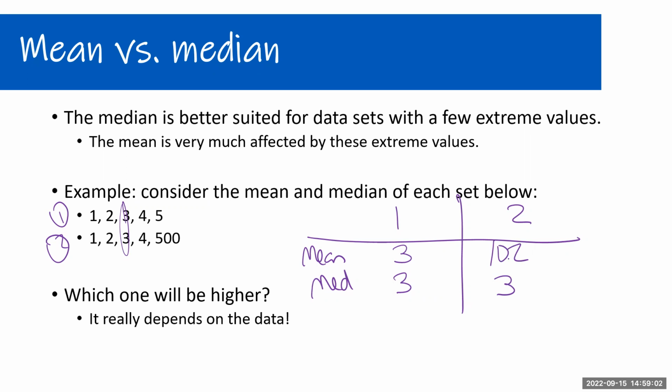Notice how different this is. 102 is not a very good representation of the middle or a typical value for these, right? So when we have those extreme values like 500, we want to use the median.